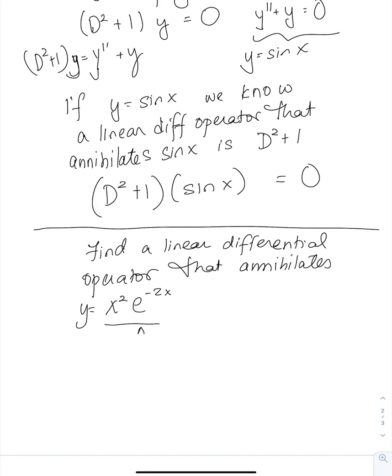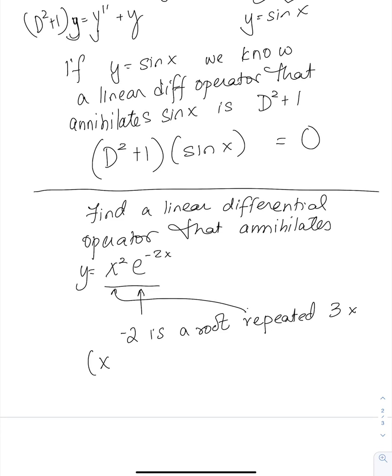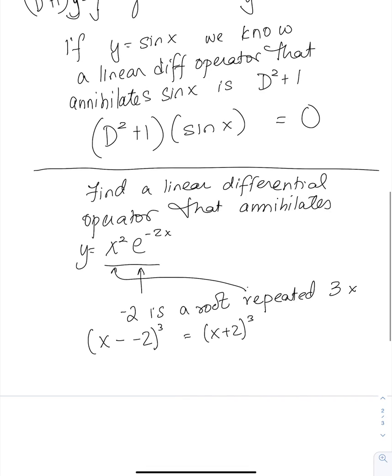Well, looking at this, you know this means that negative 2 is a root. And because of this x squared, you know it is repeated. When it's repeated twice, you have an x, so when you have an x squared, you know it is repeated 3 times. So what do you have? x minus negative 2, cubed, or that is x plus 2 cubed. That should be the characteristic polynomial. Of course, you could cube it and write it out.